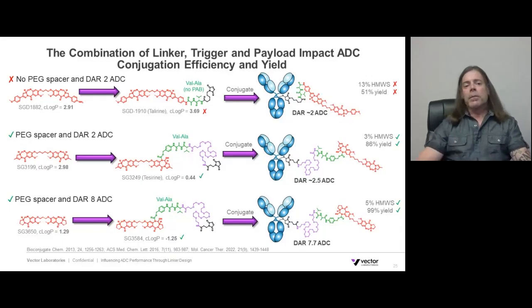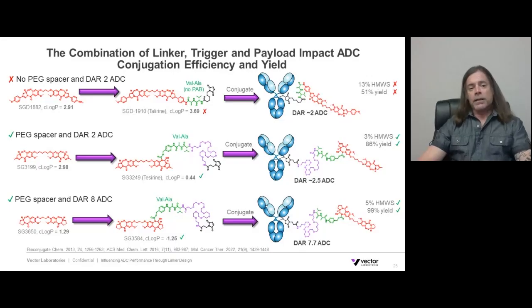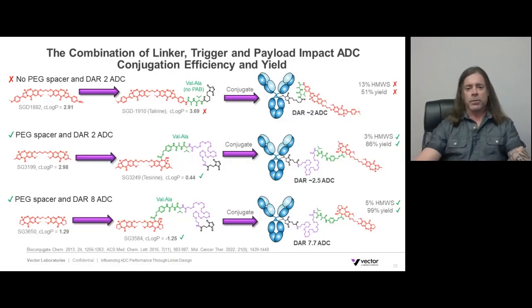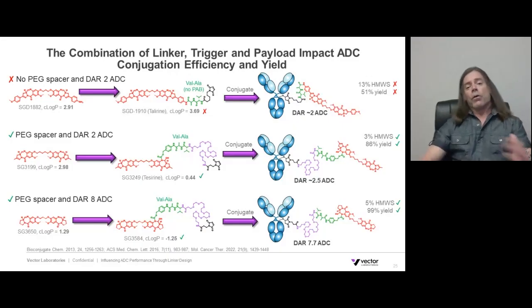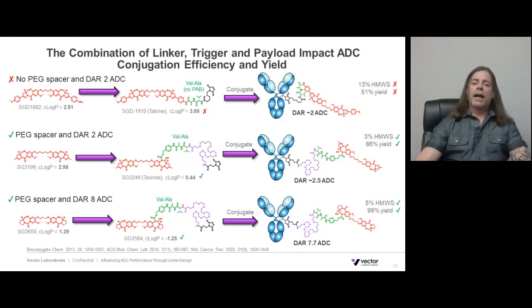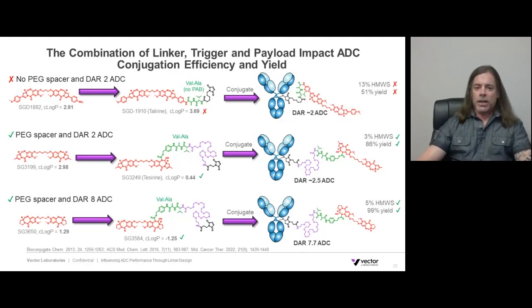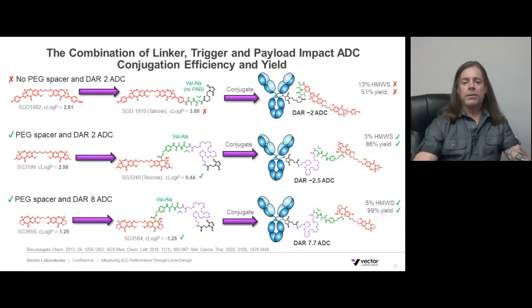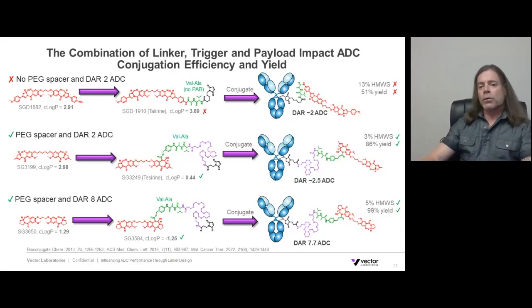In the example in the middle, now a PEG-8 spacer has been incorporated into the linker payload design. The payload is shown over there on the left. It has a C-log P of 2.98. The structure has been manipulated a little bit compared to the above example, but hydrophobicity has not changed much. Over to the right, they have put the Val-Ala trigger, the PEG-8 spacer, and the maleimide reactive group on. This linker payload is known as tesirine, and it has a lower C-log P. Conjugation of tesirine to an antibody gives us a DAR 2.5 ADC with only 3% aggregation and 86% yield.